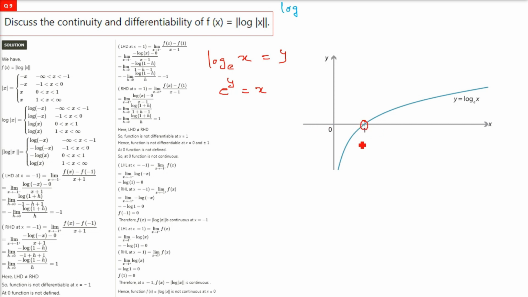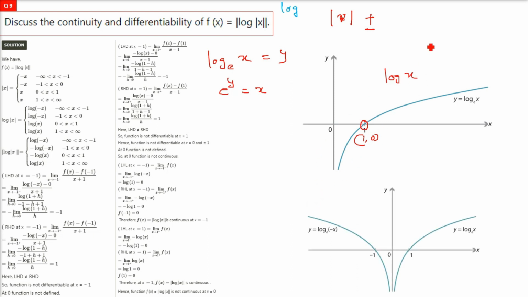So when you draw the graph, it is going to cut the x-axis at 1, 0. That is how it changes. That is, when you are actually putting modulus, you cannot go to the negative y-axis. You always have to come to the positive y-axis. The modulus will always give you a positive result. This is normal log x. So the line which is below the x-axis, that is to the negative y-axis, won't work.